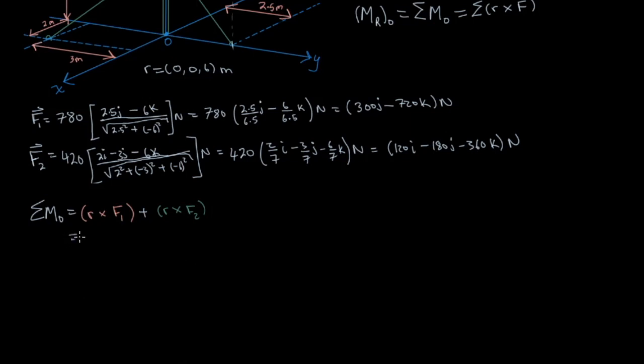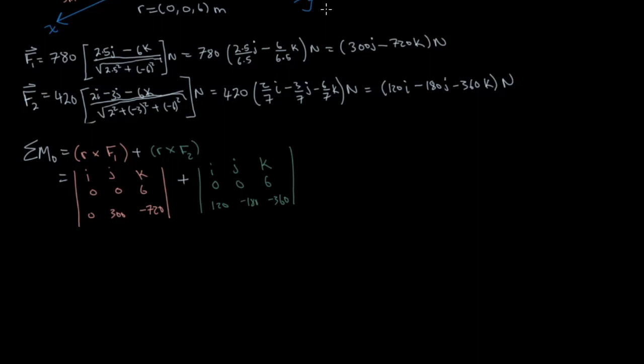And so what we get here is this. For this term here, we put our i, our j, and our k. 0, 0, 6, that's R, and 0, 300, and then we have negative 720, plus we got our i, our j, and our k, and then we'll go 0, 0, 6, and then 120, negative 180, and negative 360, like so. And now we can go ahead and calculate from here.